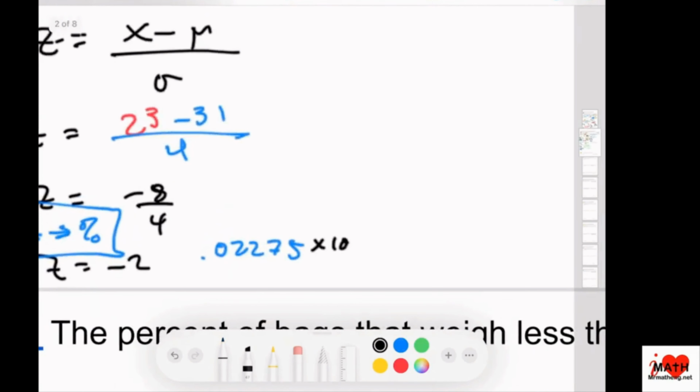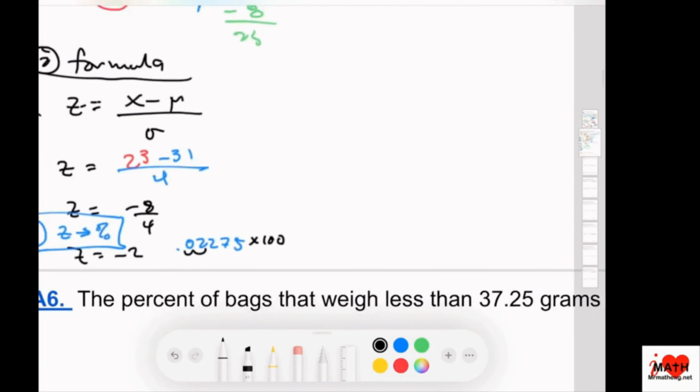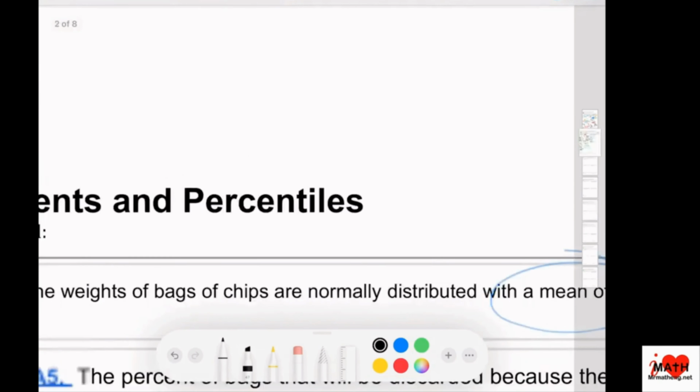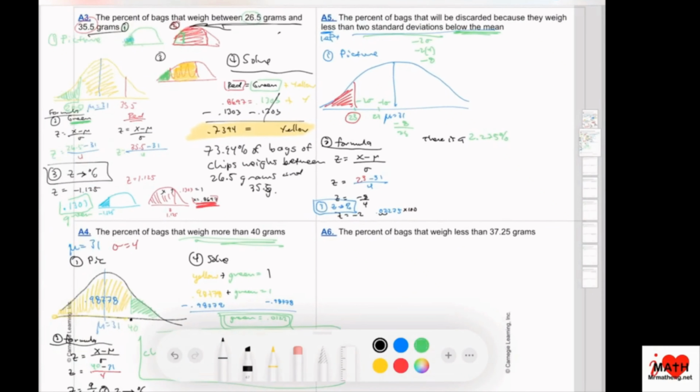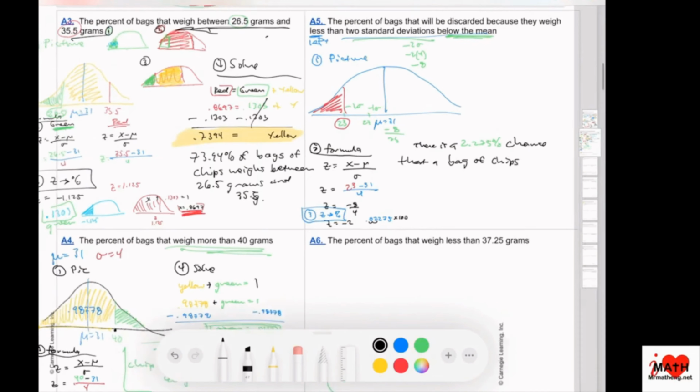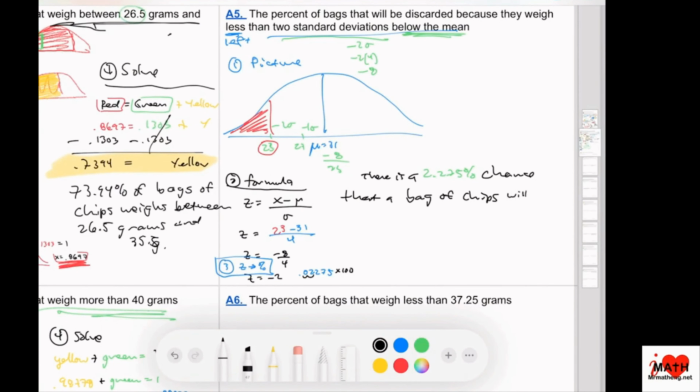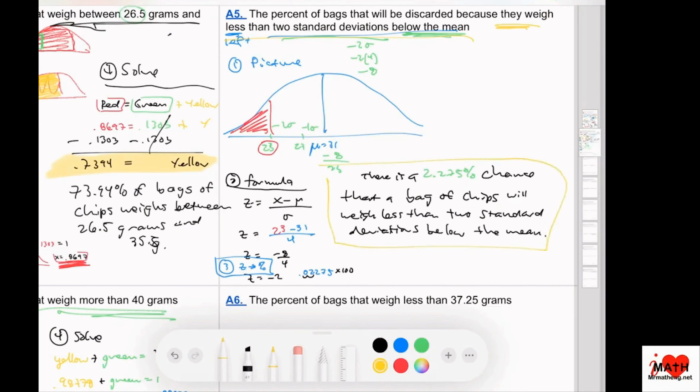Remember, if you multiply this number by 100, you get a percent. So there is a 2.275% chance that a bag of chips, now I'm just using the sentence above, right, will weigh less than 2 standard deviations below the mean. And this is our answer. Let's go to A6.